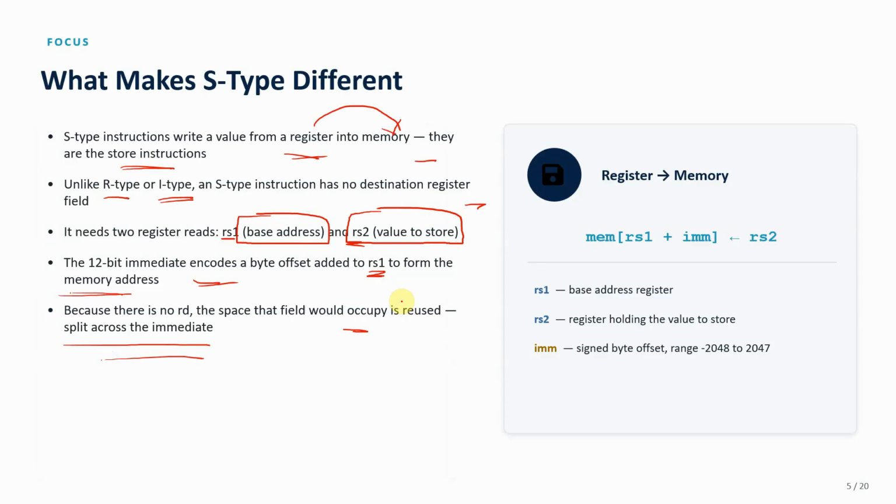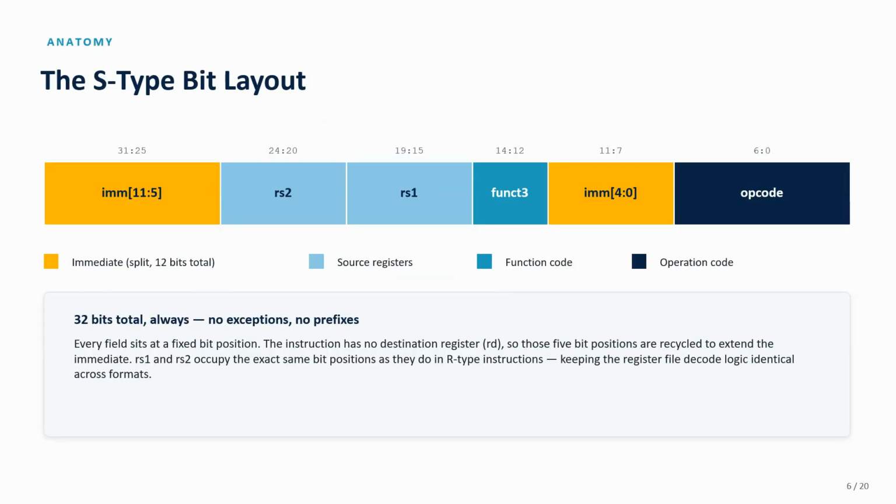You can see the instruction here: mem of rs1 plus immediate, and this is my data which I want to store. RS2 is going to have the data which I want to store, and the address is calculated as base address plus offset address. After we have calculated the address where we need to store my data, the data held in RS2 will be stored inside the memory location specified by RS1 plus the immediate value.